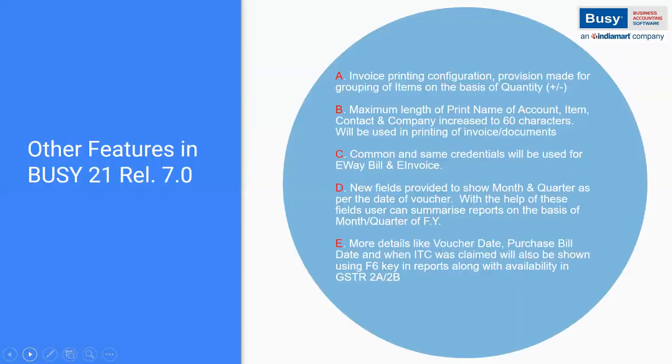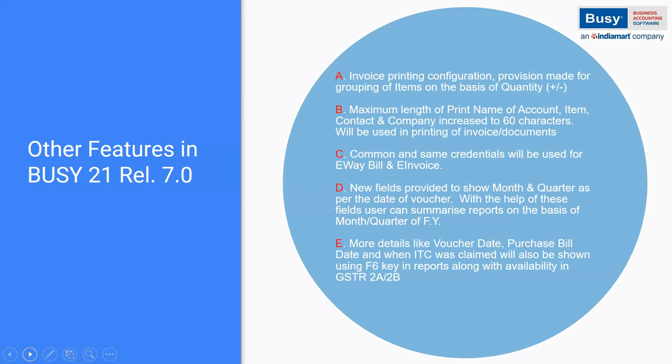Some other features are there, like when you are doing the invoice printing, there is a plus minus option. You are doing the sales in the sales return. Based on that, you can group your printing. Maximum length of print name is increased from 40 to 60 characters now. That can be used in the invoice printing, and as well as whenever you see any report using the print name, 60 characters will be shown.